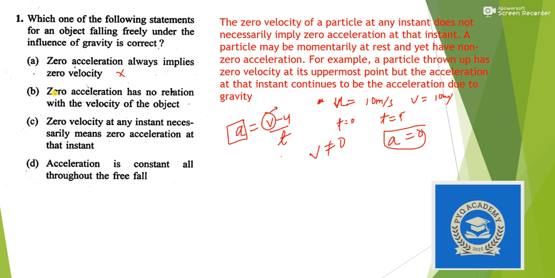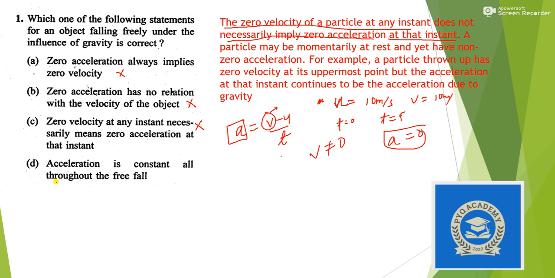Now come to the second statement. Zero acceleration has no relation with velocity of object. No, it has a relation but it will not always depend upon that. Then, zero velocity at any instant necessarily means zero acceleration at that instant. No, the statement is directly given in NCERT that the zero velocity of a particle at any instant does not necessarily imply zero acceleration at that instant. So this statement is also wrong.